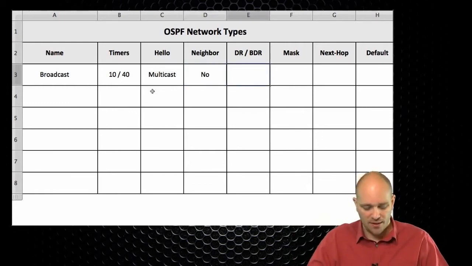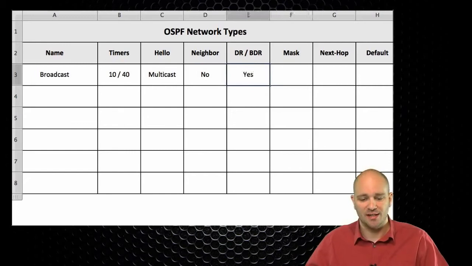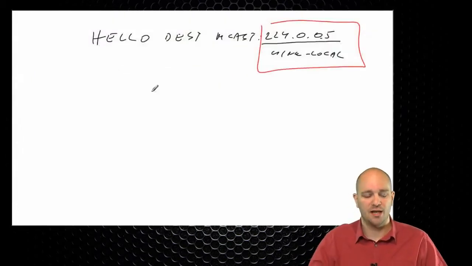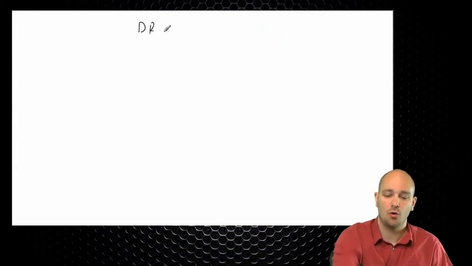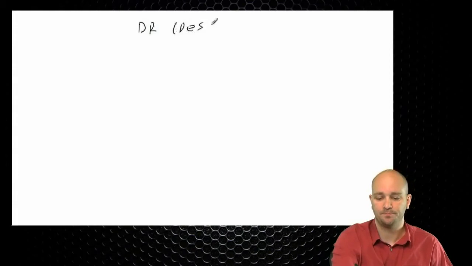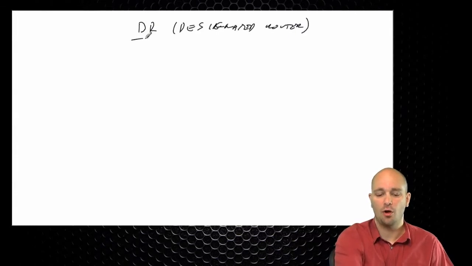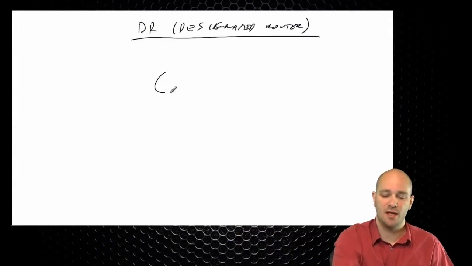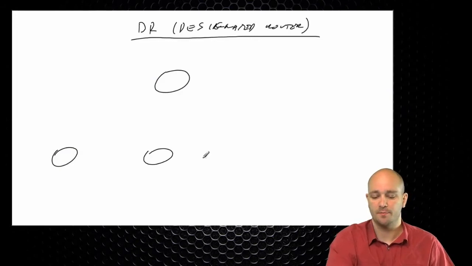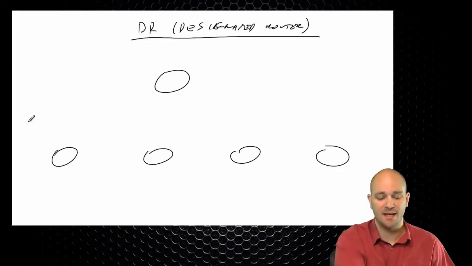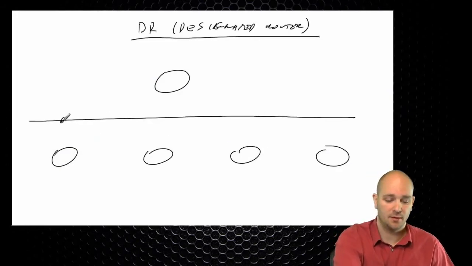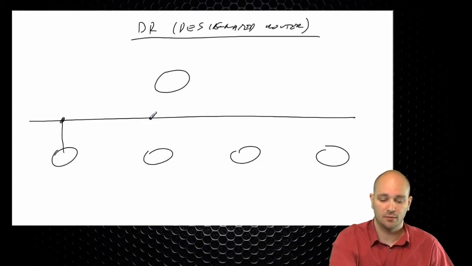Is there DR, BDR election? The answer is yes. And here I'm going to go on a first longer tangent, and I'm going to talk about what the DR is, or the designated router. Designated router on a shared segment. So let's say that we have a segment of routers that are connected to the same Ethernet link. So something along these lines.